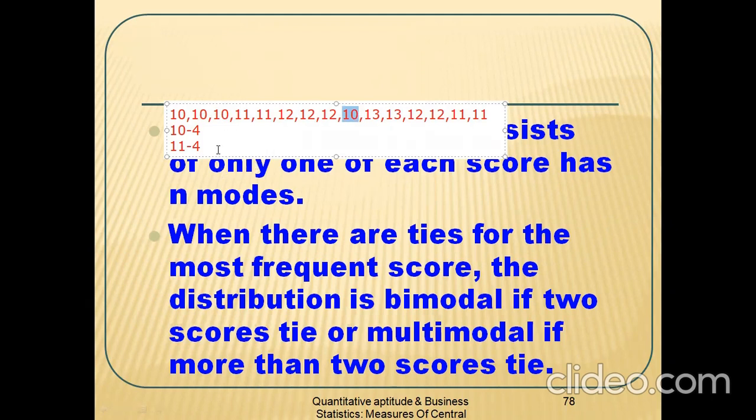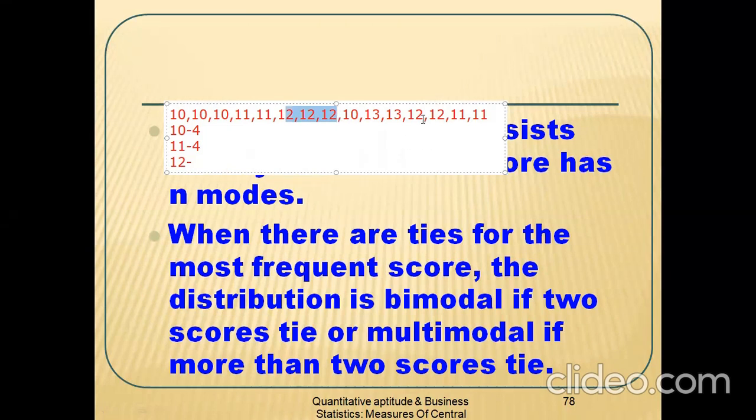So number 11 is repeated 4 times, and number 12 is repeated 5 times.